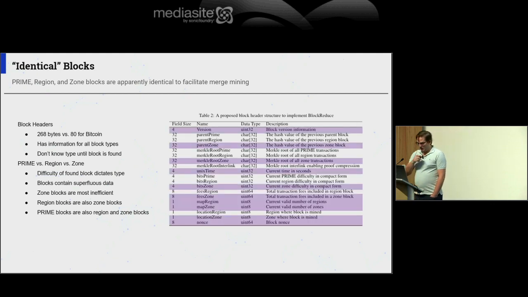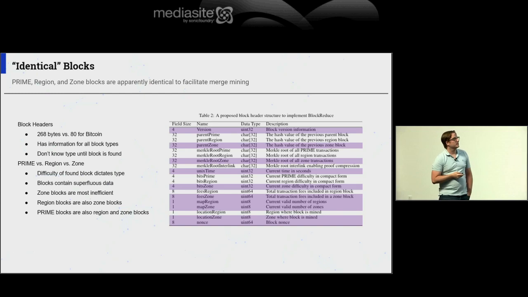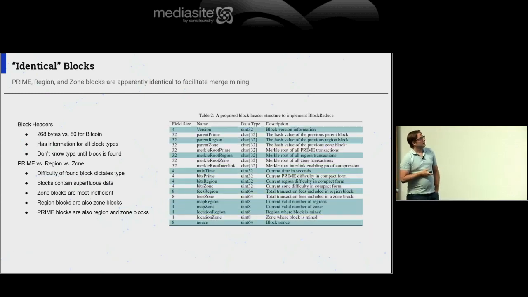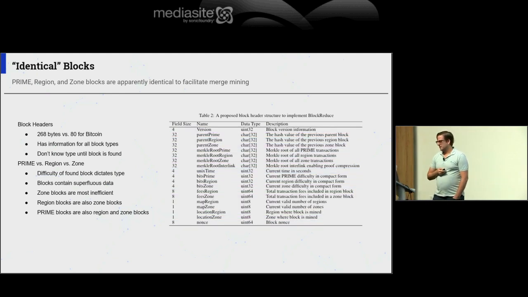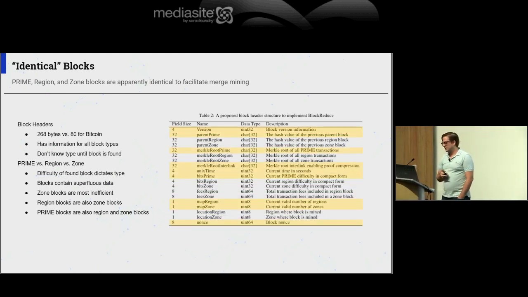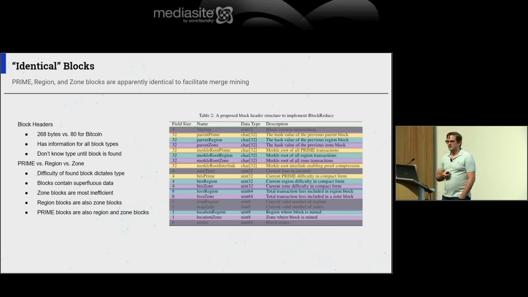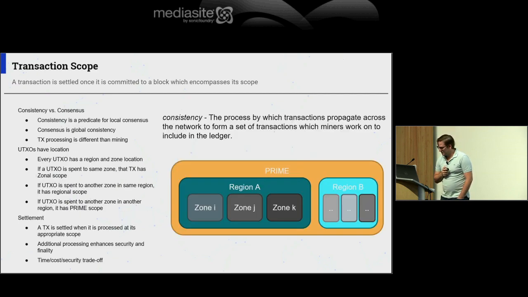If I'm finding a zone block, the information in purple is pertinent. The information in white is effectively wasted. If I find a region block, the information in blue is pertinent. The information in white is not completely wasted because I also found a zone block. And if I find a prime block, that's the pertinent information, but there's no wasted information because I almost simultaneously found a region and zone block.